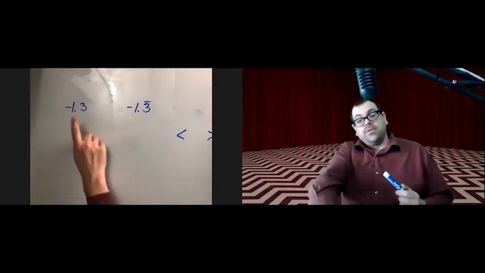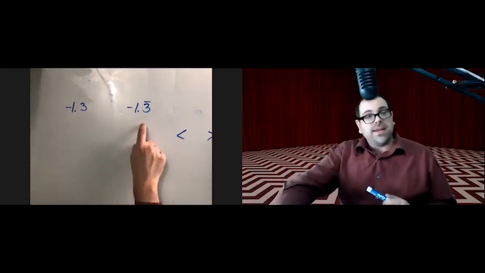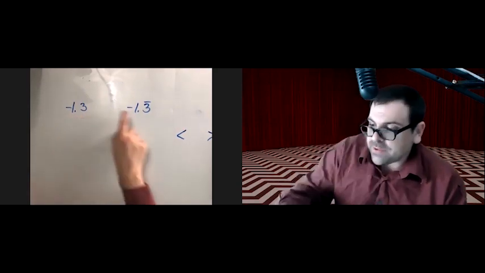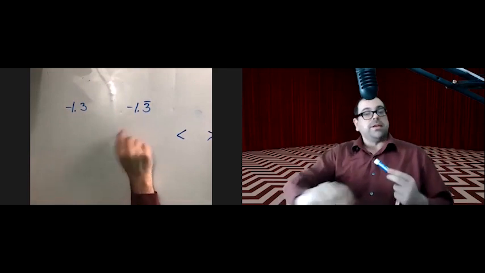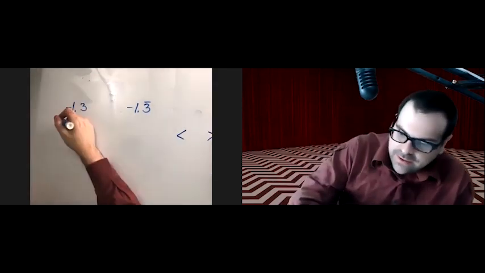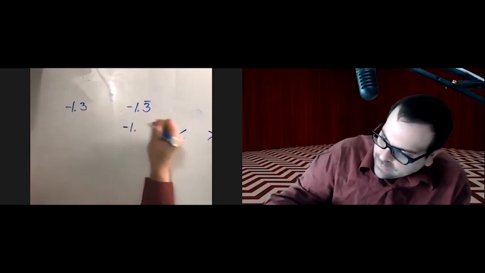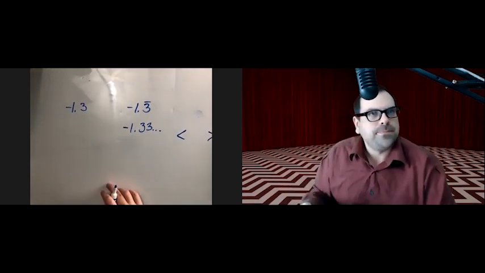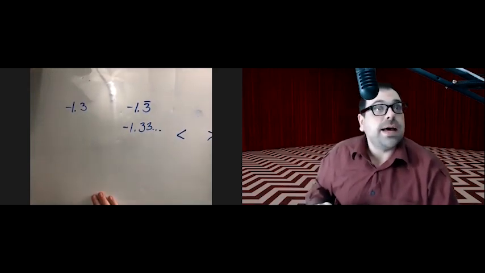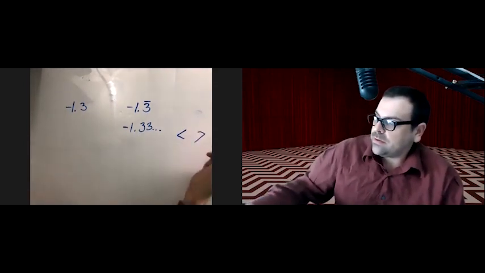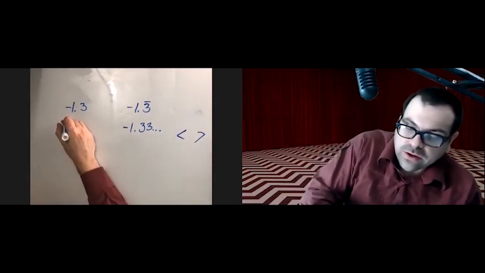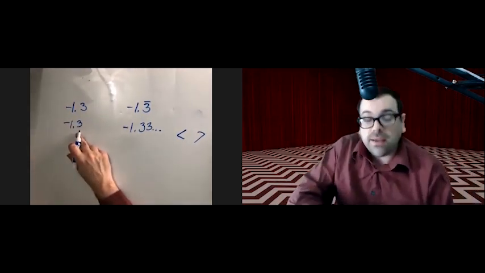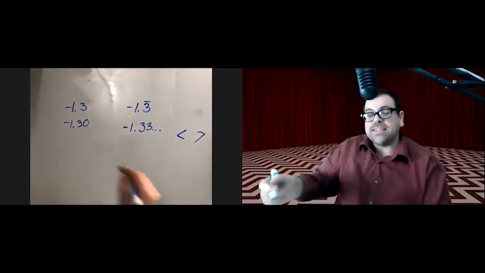One of them is a terminating decimal and one is a repeating decimal. This one is negative 1.3 and this one is negative 1.33333333. To help us imagine that, I'm going to write out another 3 there. And the reason I'm going to do that is because over here, the digit that comes after 3 is not 3. It would actually be 0. It'd be as many zeros as we want.